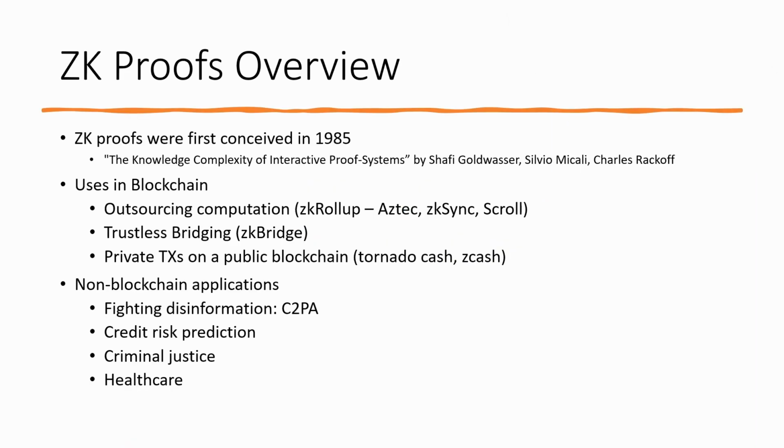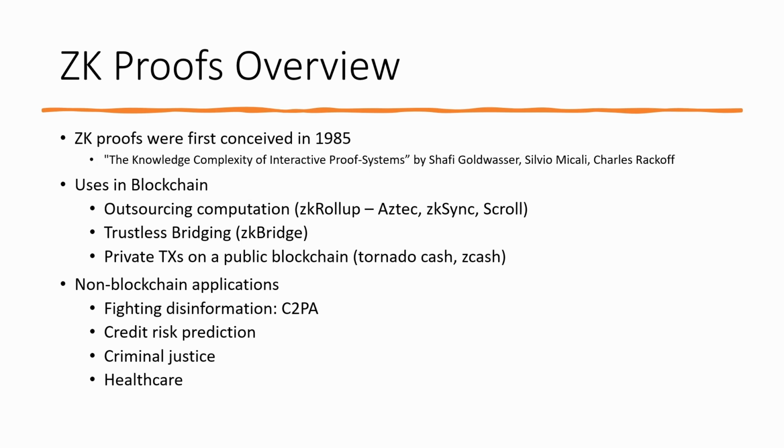ZK proofs were first conceived in 1985 with the paper The Knowledge Complexity of Interactive Proof Systems by Shafi Goldwasser, Silvio Micali, and Charles Rackoff. While research has been ongoing, the interest and development of ZK proofs have recently exploded due to its application in blockchain. With ZK proofs, we can outsource computation, build trustless bridges, and have private transactions on a public blockchain.